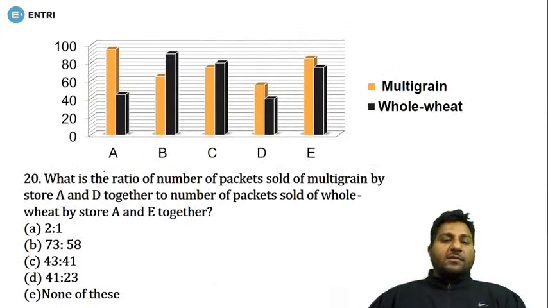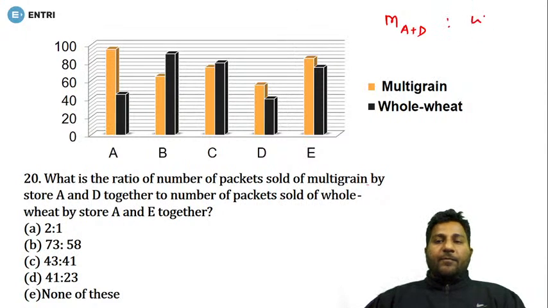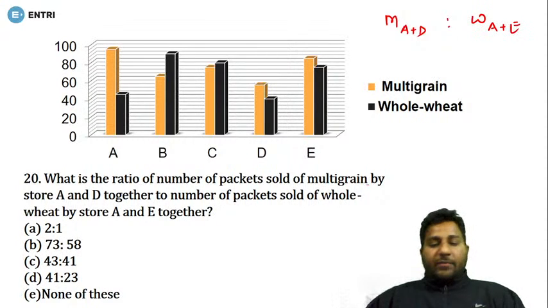Next, what is the ratio of the number of packets sold of multigrain by stores A and D together to the number of packets sold of whole wheat by stores A and E? So let me take you to the data. A and D had multigrain, the yellowish one.